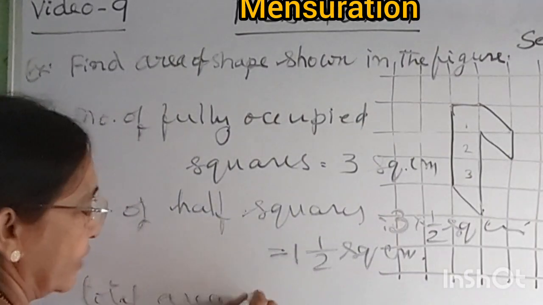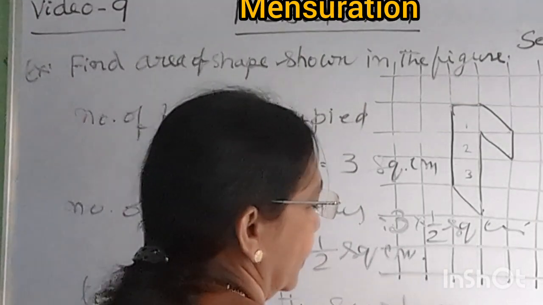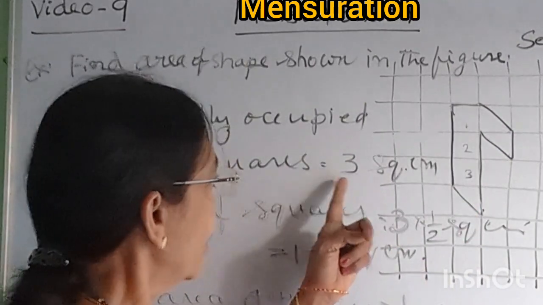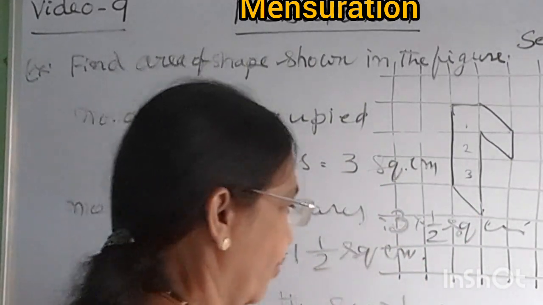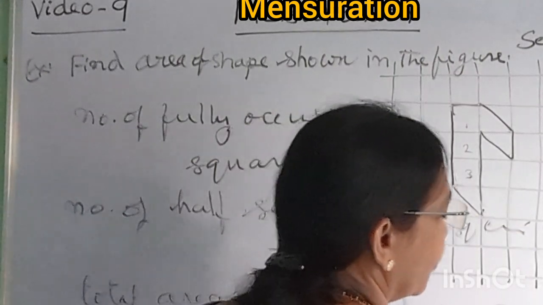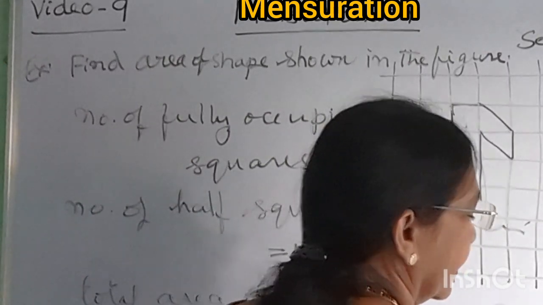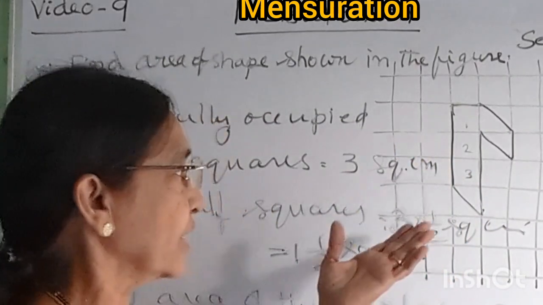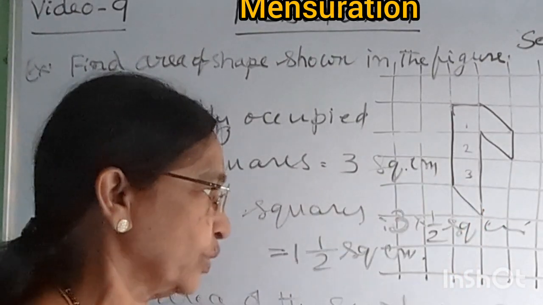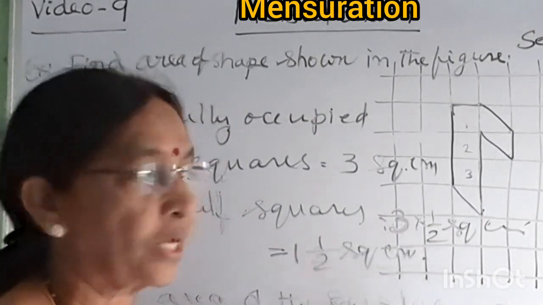of the surface shown in the figure is equal to 3 plus 1.5. 3 plus 1.5 is equal to 4.5 square centimeters. Therefore, the area of the shape shown in this figure is equal to 4.5 square centimeters. We have determined this using grid paper.